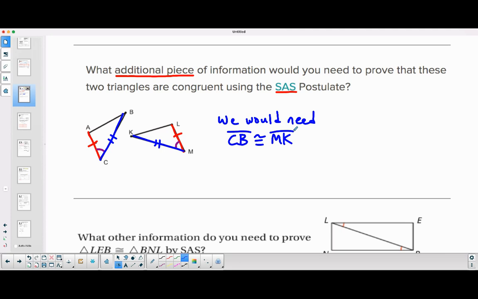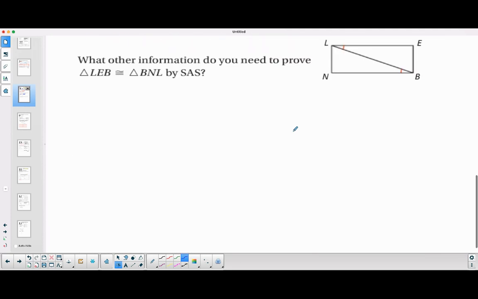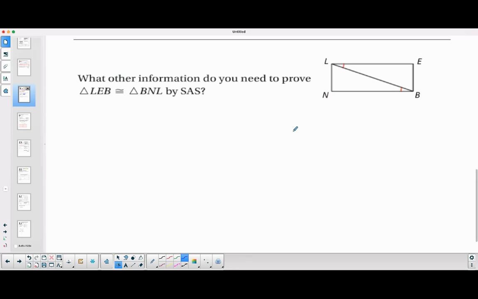Okay, the blue sides would have to be equal to each other. All right, this one says, what other information do you need to prove these two triangles by side, angle, side? Hey, this one, they've only given us one pair of angles. Okay, so when that happens, we have to get a little bit more.